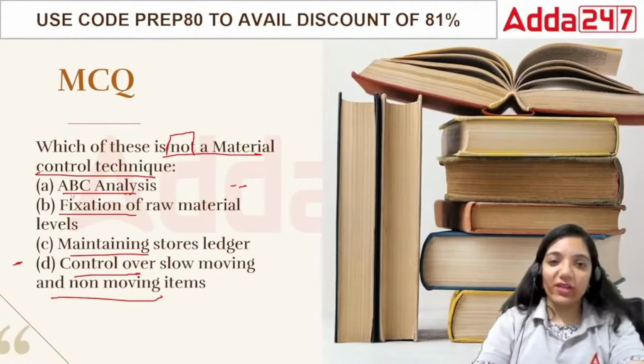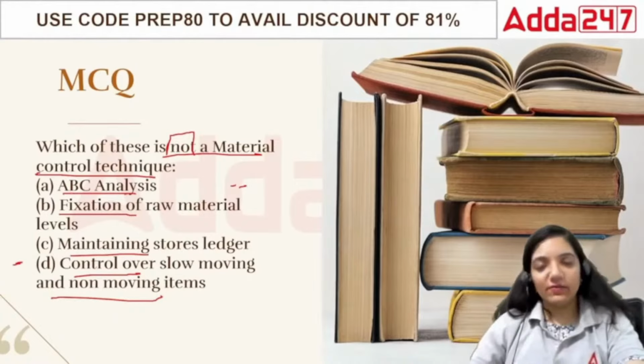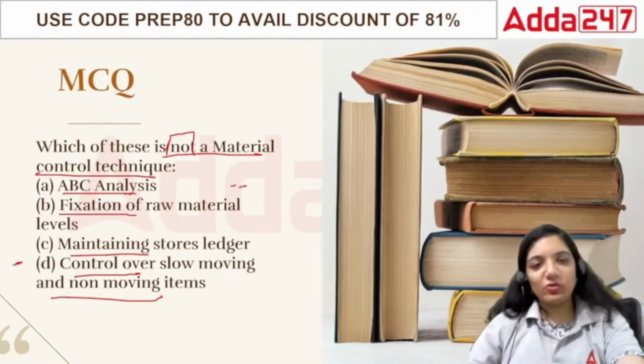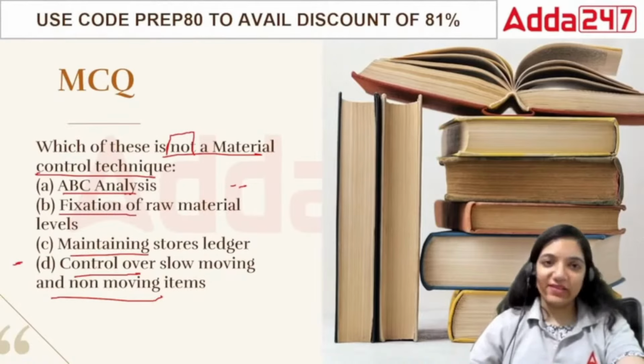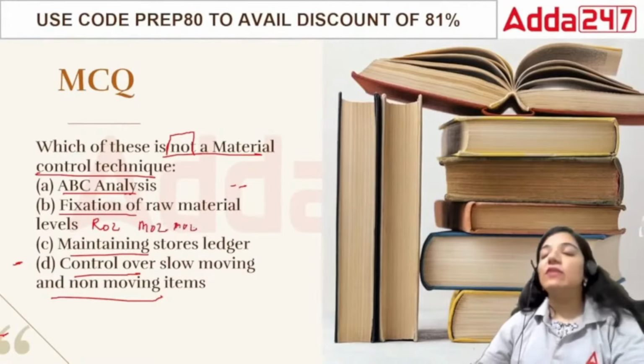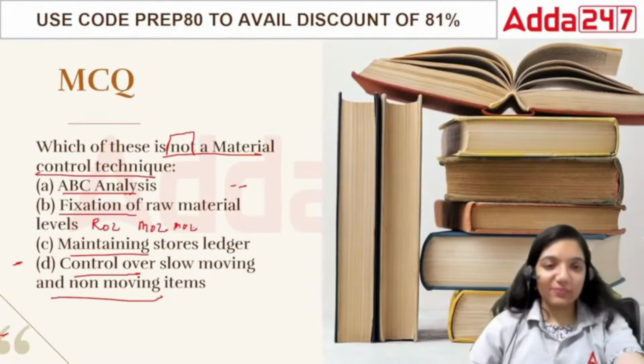In this case, what they do is that they decide which particular part is very very important. They keep it as A. The second one would be B, based upon less important. Which one is least important would be categorized as C. Fixation of raw material levels, that is they define their reorder level, the reorder quantity. All these things are decided, and the maximum ordering level and the buffer stock. They define this part as well.